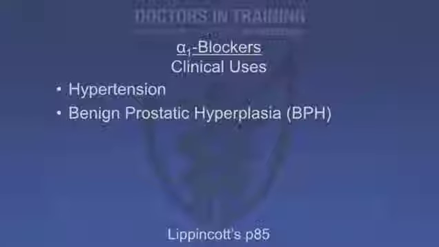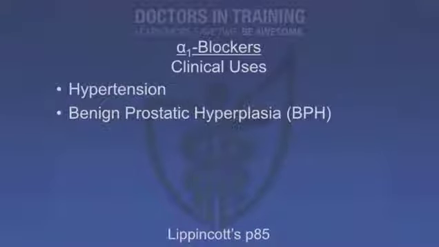Now, you get less tachycardia because there's no alpha-2 blockage. So remember, what did alpha-2 do? It negatively inhibited norepinephrine release. So without that norepinephrine running around, it's going to have less effect on the beta receptors, or the beta-1 receptors. So clinical uses: hypertension and BPH. So those are the two major things you're going to use these classifications of medicines for.